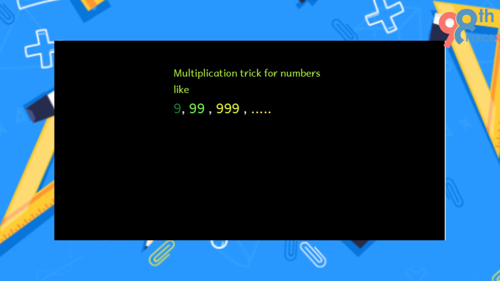So let us understand this. Let us understand how we can solve these kinds of multiplication questions very easily. Over here I'm going to explain this with the help of an example. I'm going to take 3 examples actually. So the first example is 9 times 8.